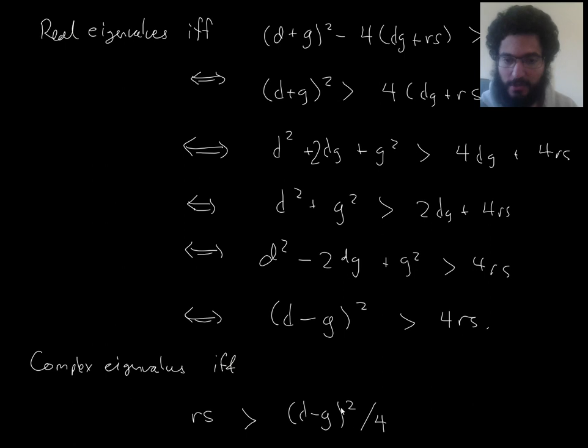Is there a nice way to interpret this thing? I guess it's like the squared distance between D and G, which are the two natural decay rates. So let's say the two natural decay rates are the same, like D equals G, then this would be 0, and you would always have complex eigenvalues.